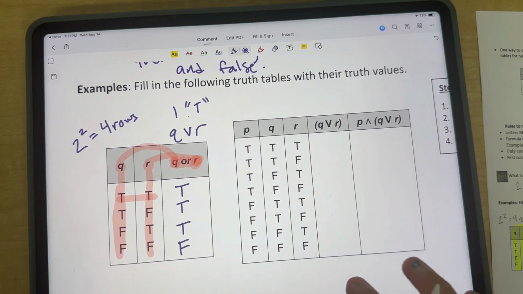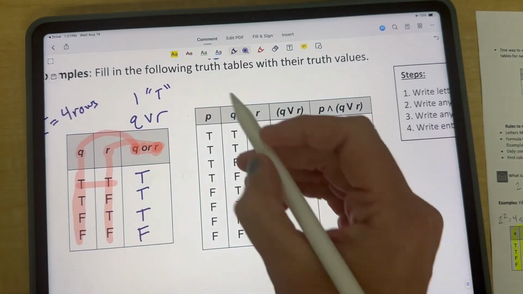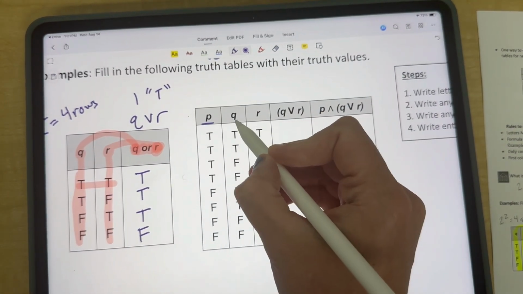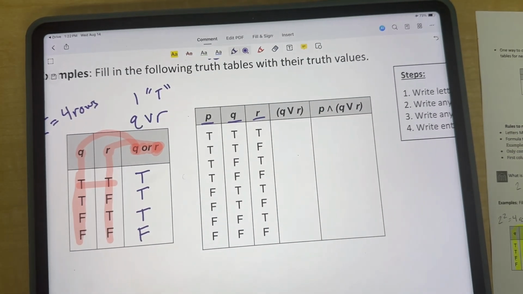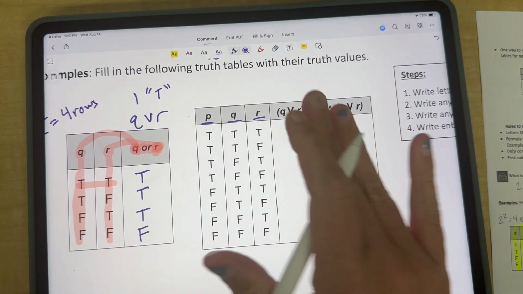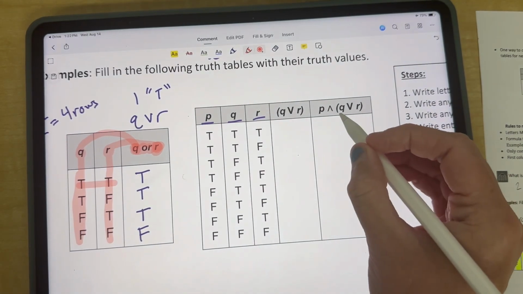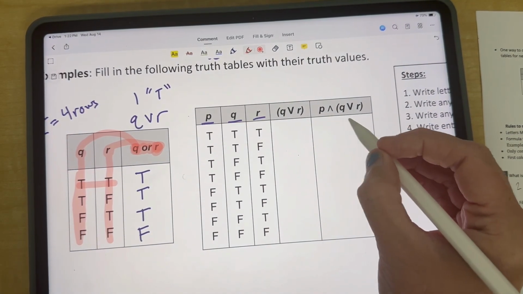Okay? So here's a good example where it gets a little bit crazy, right? So we have 3 letters to start with: P, Q, and R. The first thing you're going to do, that's what I want you to focus on: set up your letters first. Whatever letters are in this final statement right here, that's how you know how many letters you need.